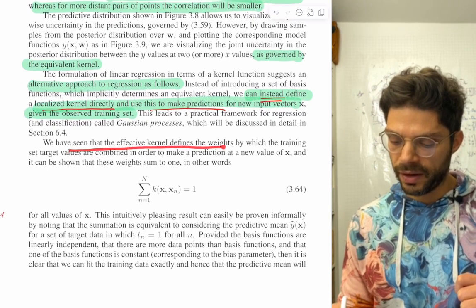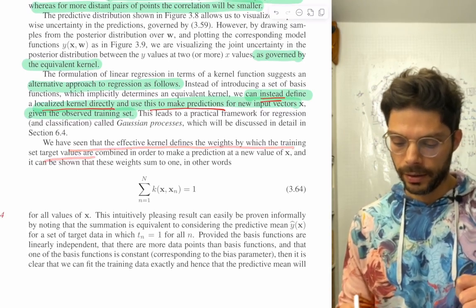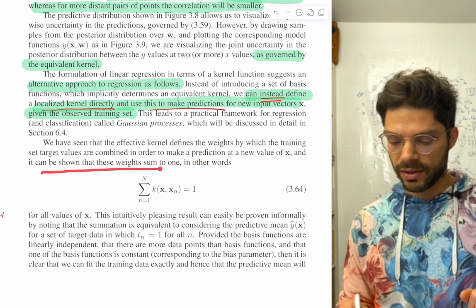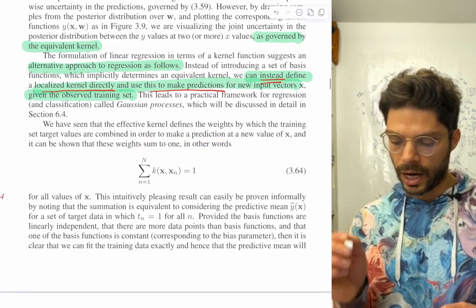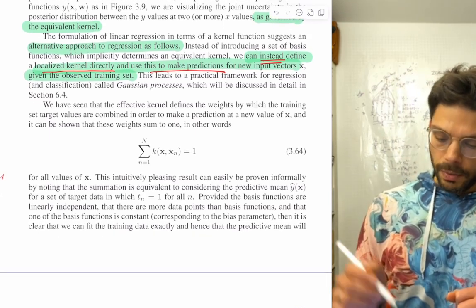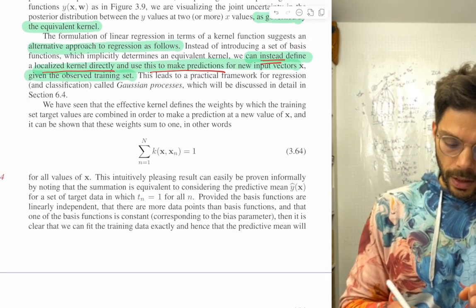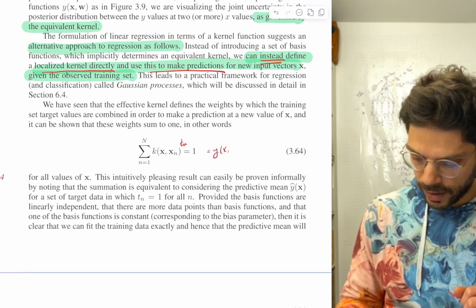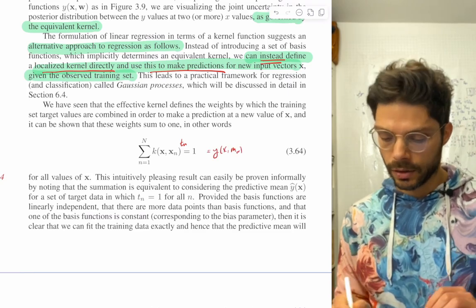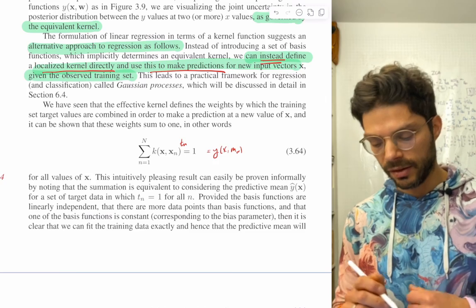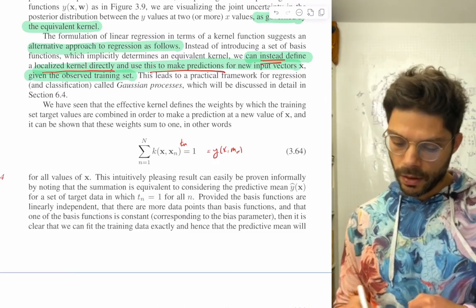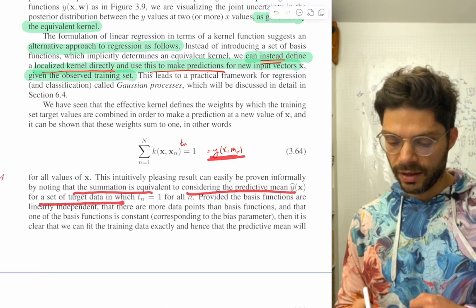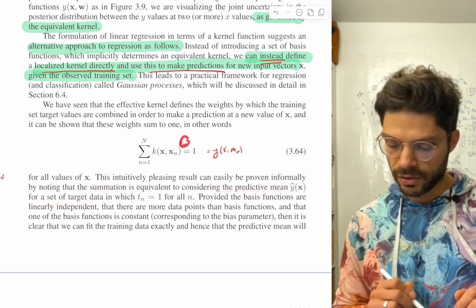Okay, we have seen the effective kernel defines the weights by which the training set target values are combined in order to make a prediction at a new value of x. Now it can be shown that these weights sum to 1. That's cool. How are we going to do this? Remember, our general approach is we're weighting the data, and this is going to be equal to y of x at the mean of our weights. He says the way you can see this sum holds is by noting the summation is equivalent to considering the predictive mean for a set of target data in which t of n equals 1. So all of our t of n's are equal to 1.